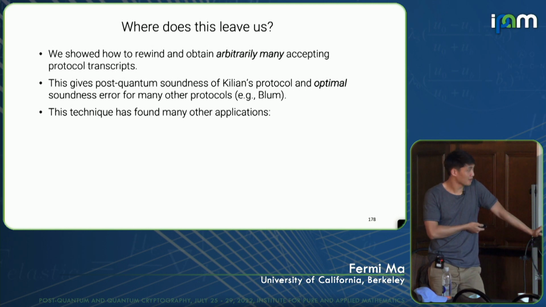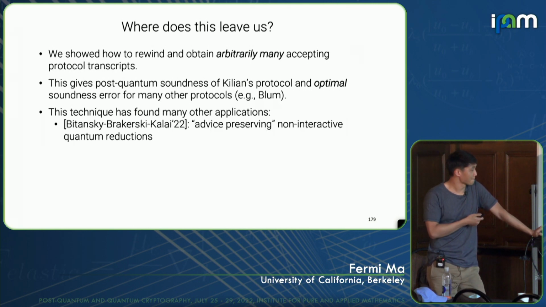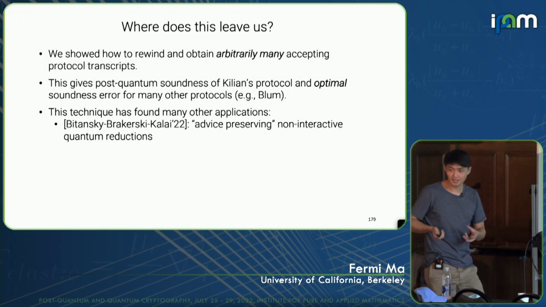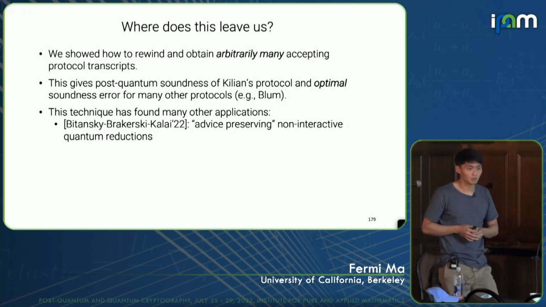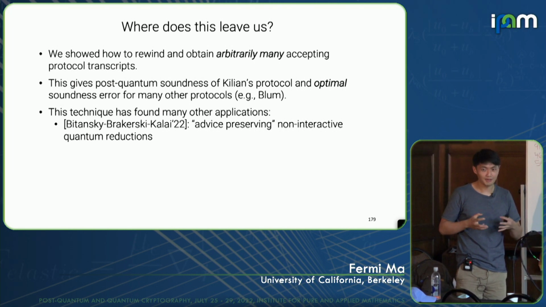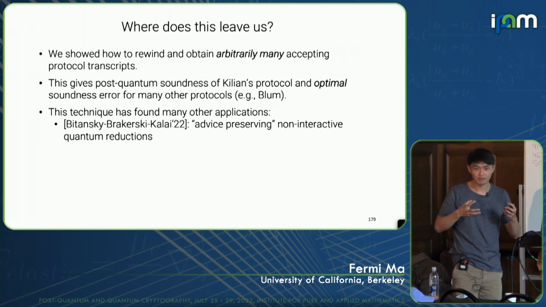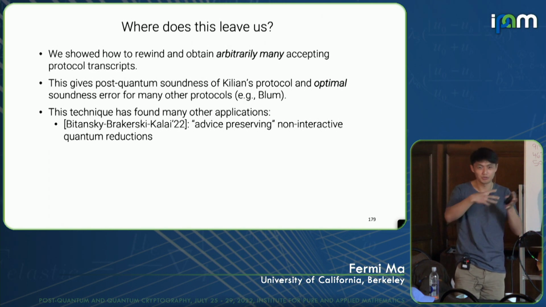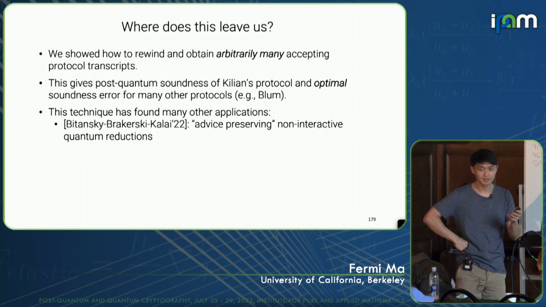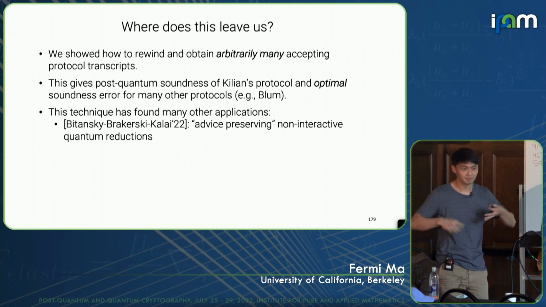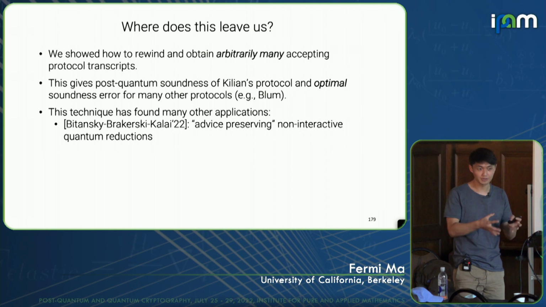Since this paper came out, there have been many other applications. Nice work of Nir Bitansky, Zvika Brakerski, and Yael Kalai showed advice-preserving non-interactive quantum reductions. They're looking at the setting where you have quantum adversaries on even non-interactive cryptographic primitives, but you want reductions that don't have to clone the adversary's advice. So if I have a single adversary that does something for me, how do I use it multiple times? They use this technique to extend a lot of classical security reductions to handle this case, where you can make use of a single copy of the adversary.